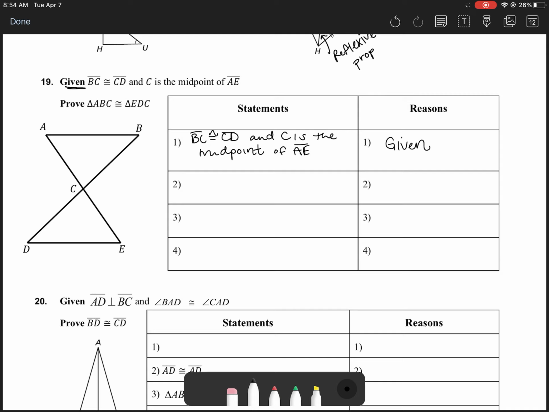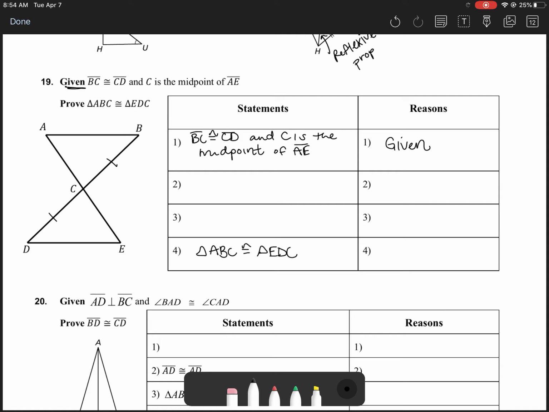Next, the other thing that I can write down is my prove statement. And the prove statement always goes in the last box on my statements. So I'm going to write prove. We want to prove that triangle ABC is congruent to triangle EDC. So looking at this, I'm going to start marking up my points. It's giving me BC and CD. That's a given to me. So that's nice already. I've got that information.